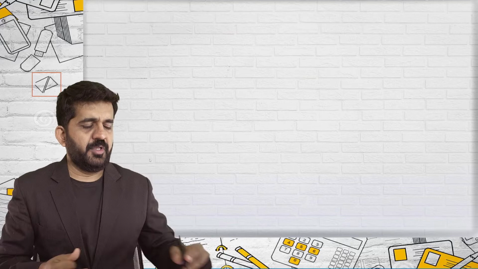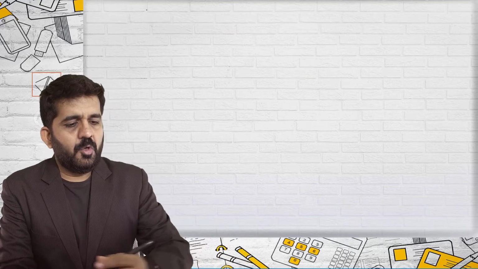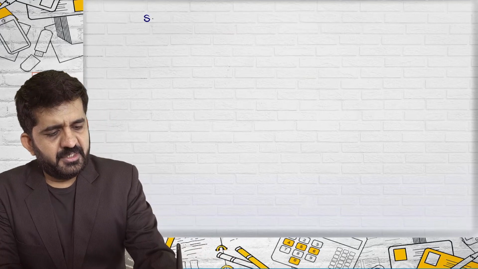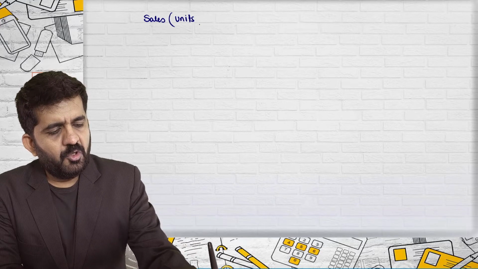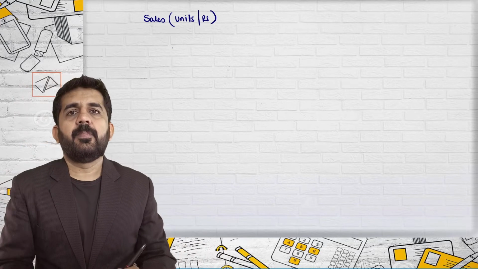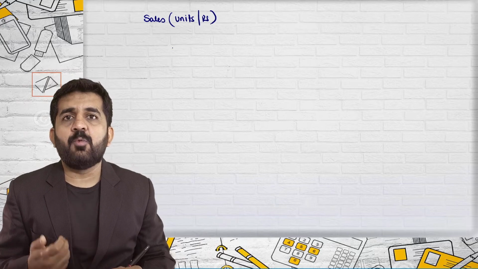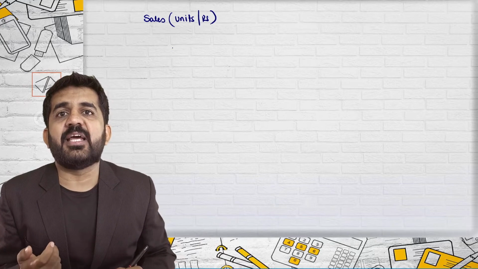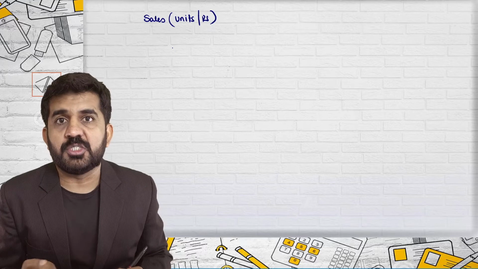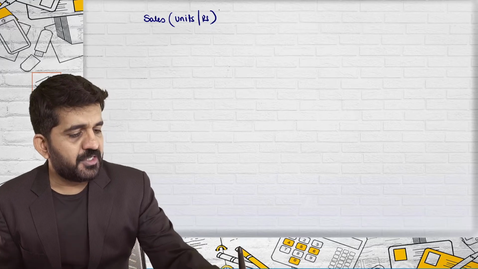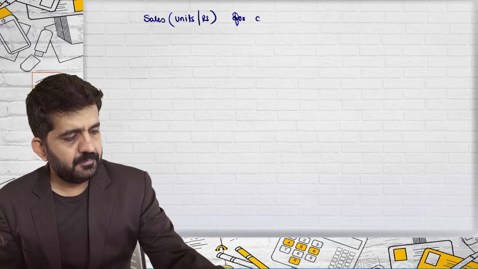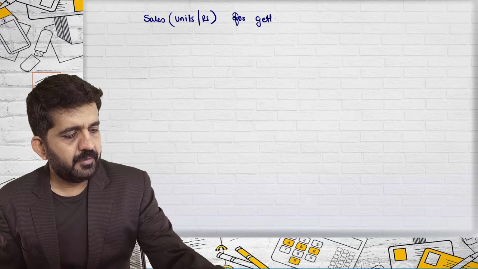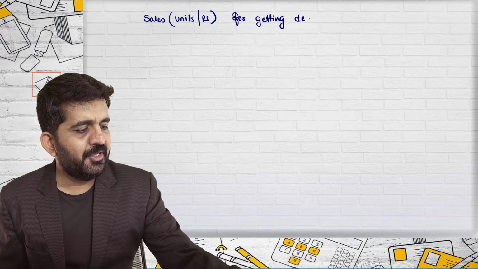Let us continue with the next concept. The next concept is sales in units or in rupees for getting desired profit. See, first our idea was to get sales at which there is no profit, no loss. But now I want some profit.